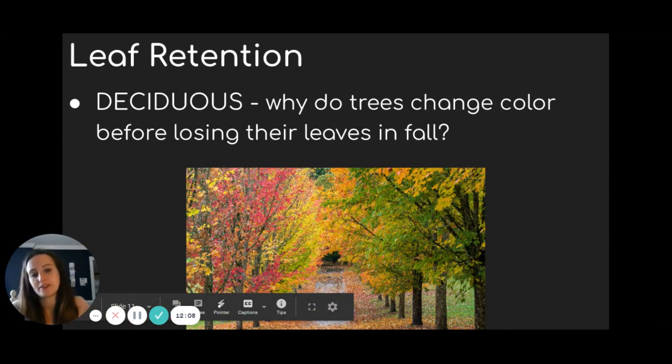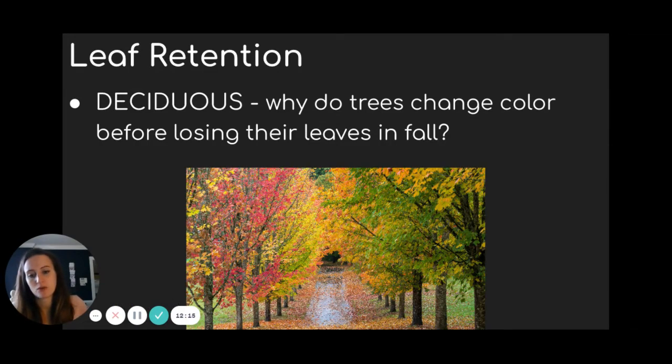So why do trees change color before losing their leaves in the fall? Maybe you talked about that in biology or another science class, but trees and plants have chlorophyll. And chlorophyll gives the plant its healthy green color. So it's very similar to the way a bear hibernates in the winter. So before a bear goes to hibernate, he sits there and eats and eats and eats and builds up his fat content. That way he can sleep throughout winter and wake up and have enough energy in the spring to go out and find more food.